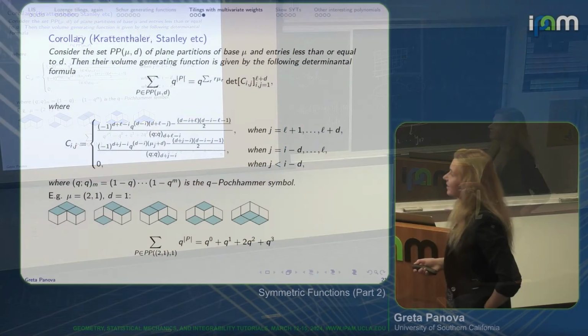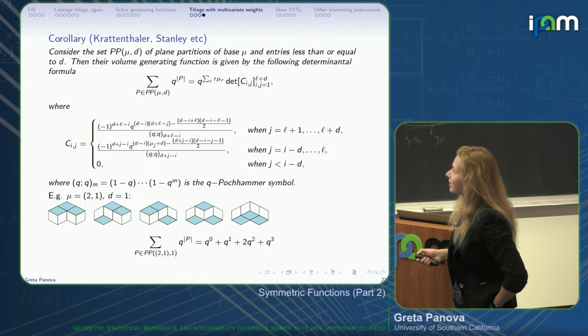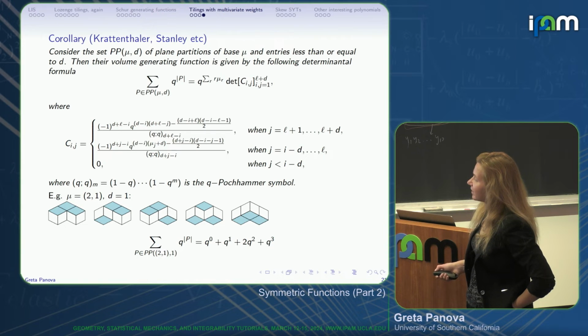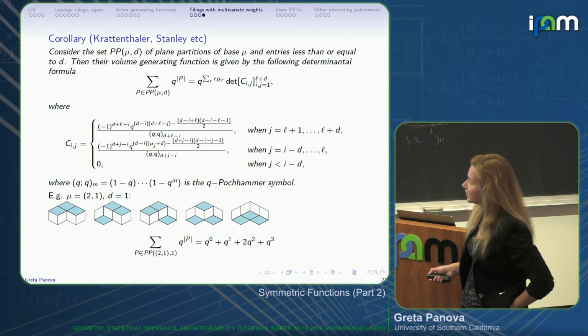And here, actually, we can emulate plane partitions with this model of base mu and maximal entry D, and then Q to the sum of the entries in this plane partition. So these are going to look something like this. In this very simple example, where mu is (2, 1) and D is 1, we have all these configurations. We have this polynomial. Again, this turns out to be a determinant, which is due to Krattenthaler, but here are the entries in the determinant.